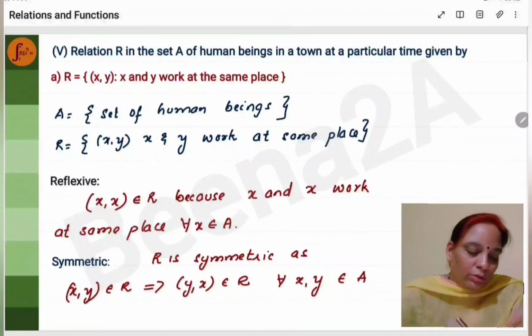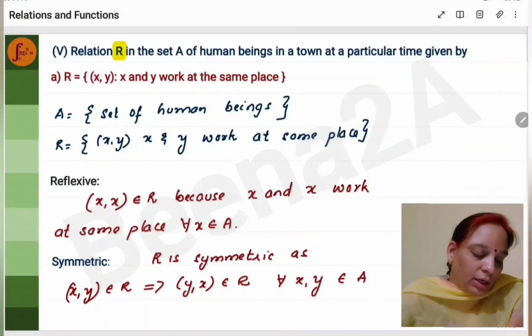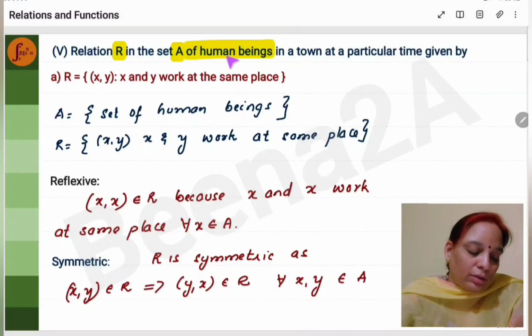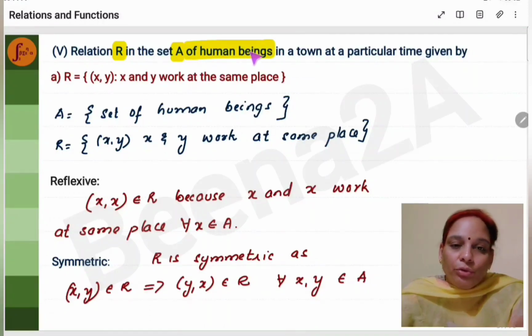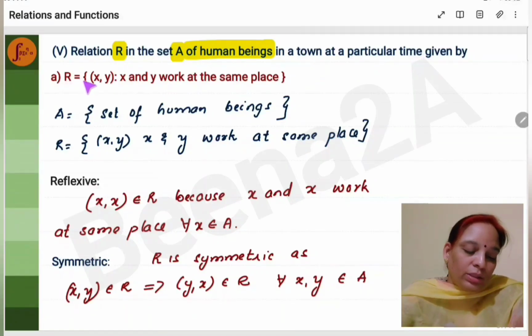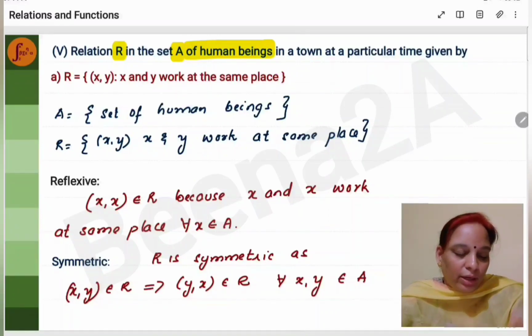Hi students, let's go through the fifth part of the first problem from exercise 1.1. Relation R in a set A of human beings. So set A is a set of human beings in a town at a particular time. So what is the relation? X and Y work at the same place.